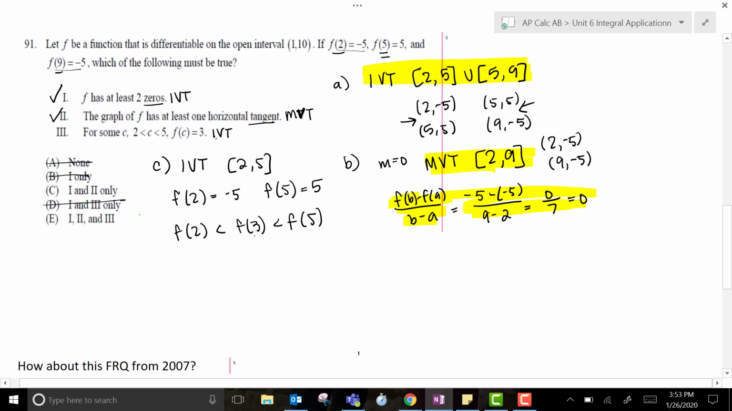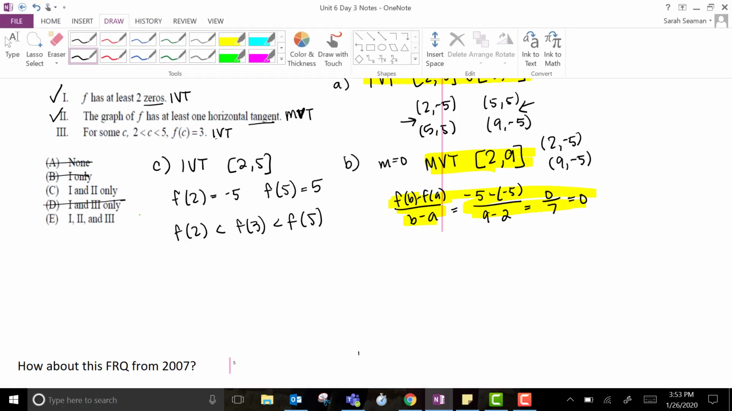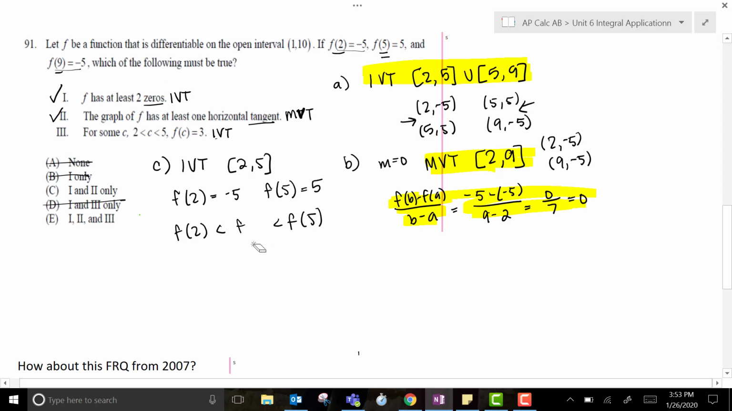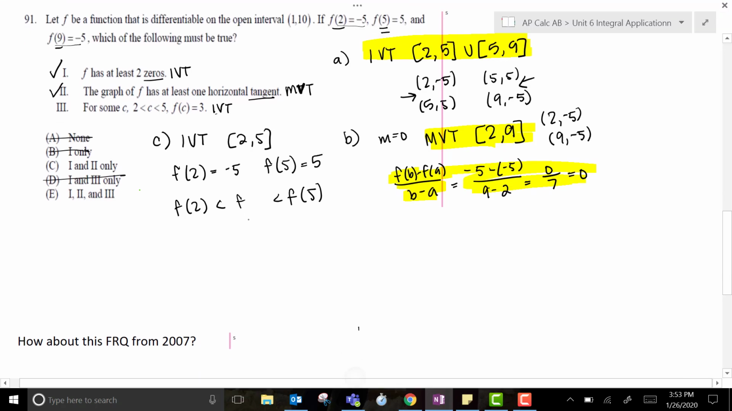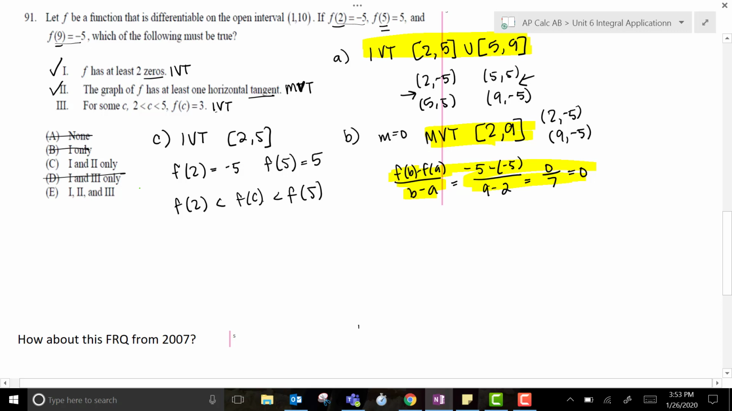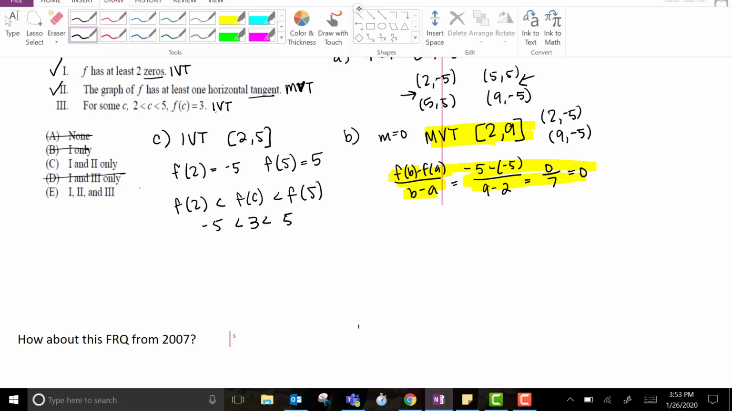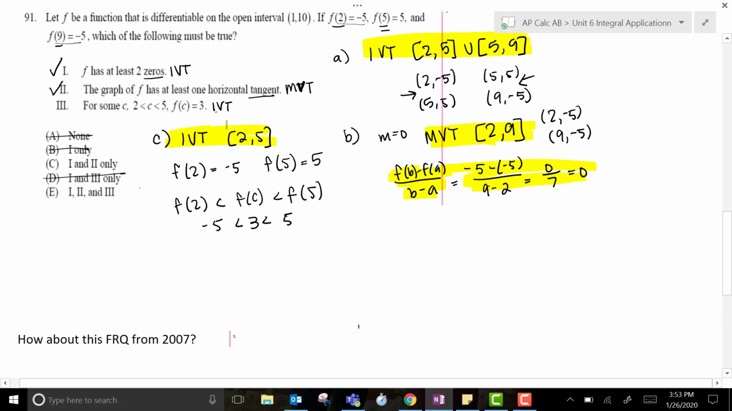So there does exist a point right here. Wow, I really messed that guy up. There does exist a point here that is going to be between those values. Because all we're saying is 3 is between -5 and 5. And you don't need to put all of that. What you would need to say is we use the intermediate value theorem between those 2 points. And f of 2 and f of 5, this information lets us know that that value, 3, is going to be between. So all these are true, which means that E is the correct answer here.